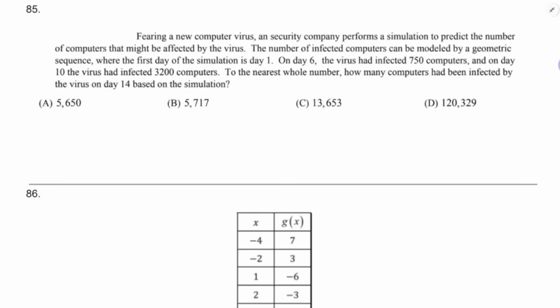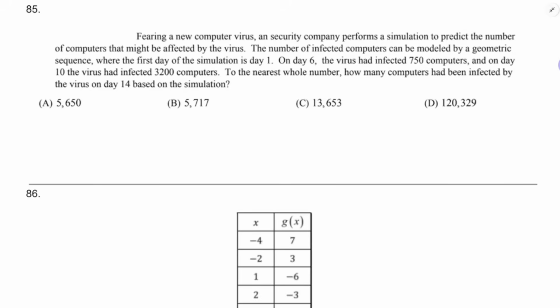Fearing a new computer virus, a security company performs a simulation to predict the number of computers that might be affected by the virus. Okay, the number of infected computers can be modeled by a geometric sequence. Okay, geometric sequence, that's a fancy name for an exponential function that only takes in whole numbers. Okay, the first day of the simulation is day 1. On day 6, the virus infected 750, and on day 10, the virus infected 3,200. How many on day 14?